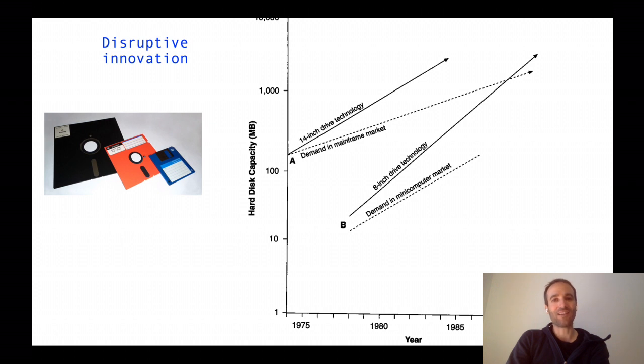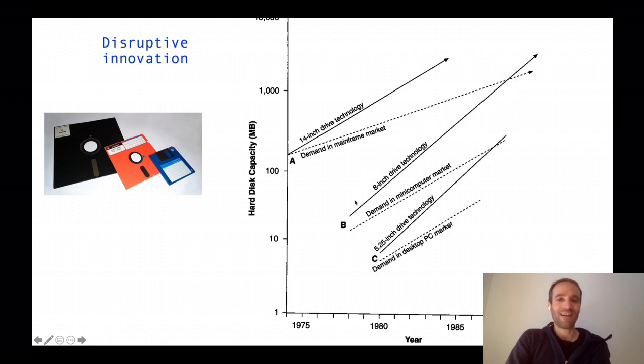And then we see that this 8-inch drive technology will surpass or will be viable and probably more cost effective in the mainframe market, but not yet. And then the 5¼ inch drive technology came along, and this was good for the desktop PC market, mini computer, desktop PC market. And the same thing happened. And by plotting these trends, you could kind of predict when to get out of a given technology if you were a manufacturer, for example, which was super, super useful.